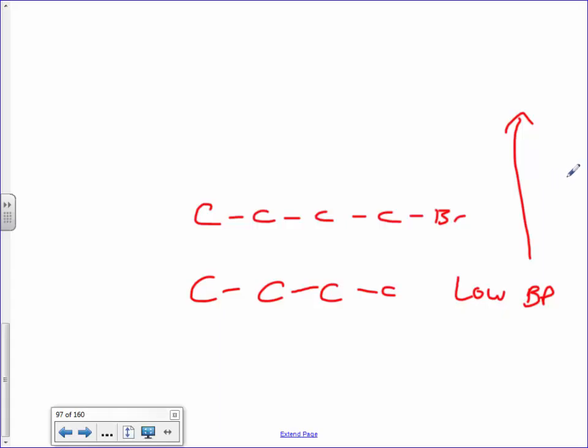Why? What's that? It's polar, yeah. And due to its polarity, it means that there's a positive negative side of the molecule that can stick together. We sometimes say partially negative and partially positive, but due to this thing's ability to be polar, it's a little higher on the list.